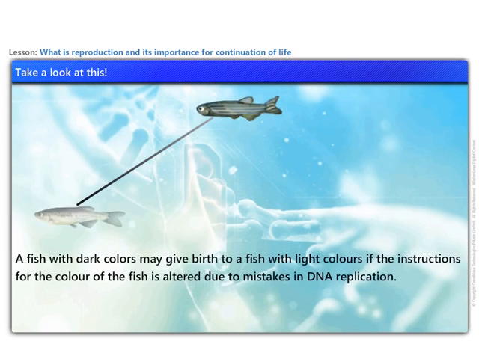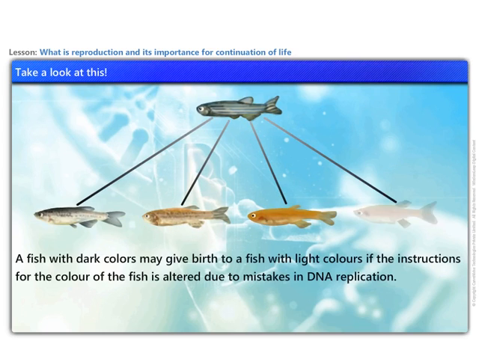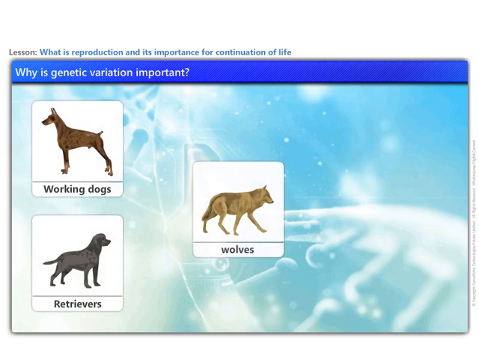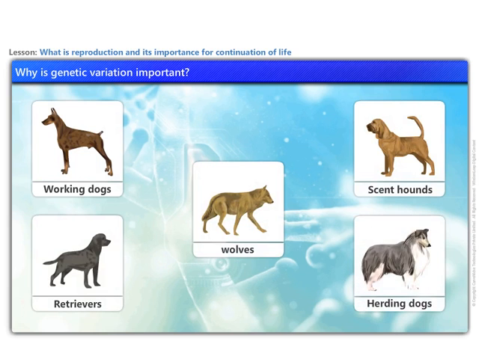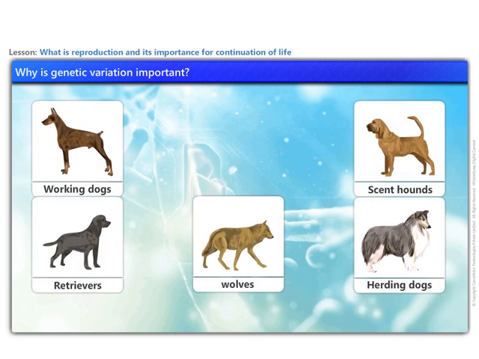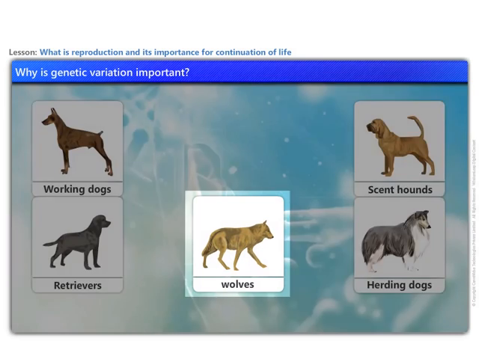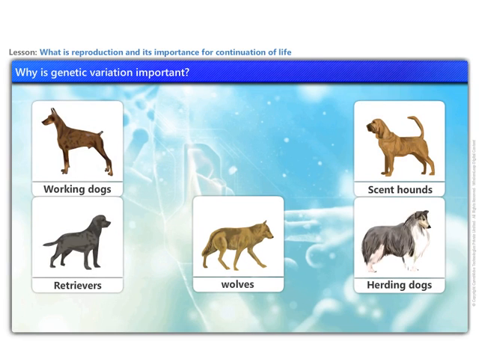A fish with dark colors may give birth to a fish with light colors if the instructions for the color of the fish is altered due to mistakes in DNA replication. This point is depicted in this page through pictures. Different breeds of dogs may look and behave very differently, but they have all originated from the wolf. Due to very small variation in their DNA, the large differences among breeds are observed.